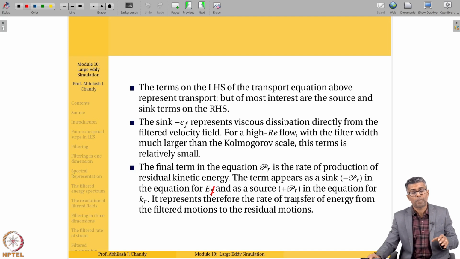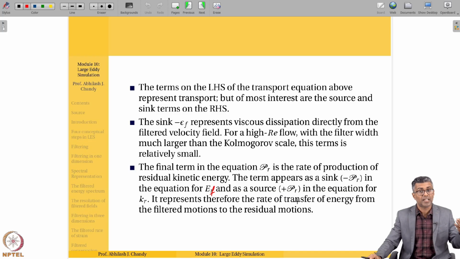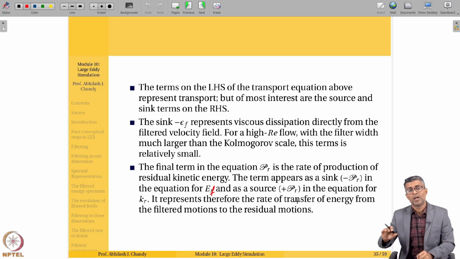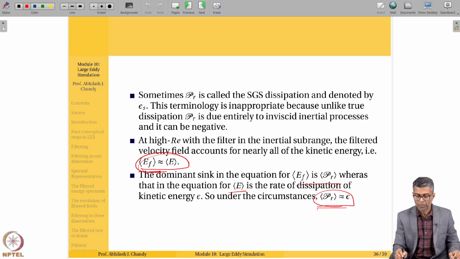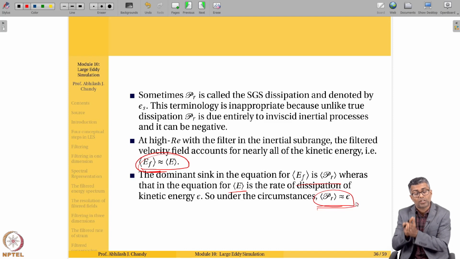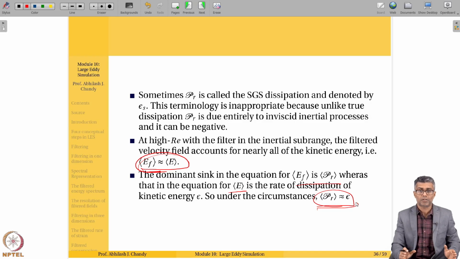Now, dissipation is not present in the inertial range because viscosity does not play a role. Once the energy gets transferred from the large scales to the small scales, you have dissipation at the small scales, which you are not taking care of in LES. That is true, but you can now say that PR would be approximately equal to epsilon. The epsilon, in the true sense, is the dissipation that is active in the dissipation range at the small scales, what we consider in the DNS and what we do not consider in the LES. So that's what we are saying: PR is approximately equal to epsilon.